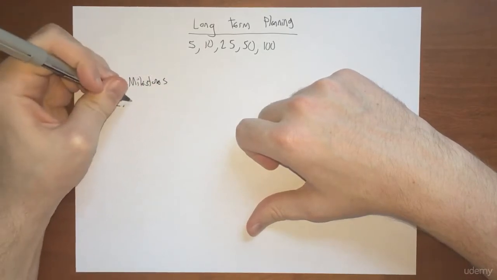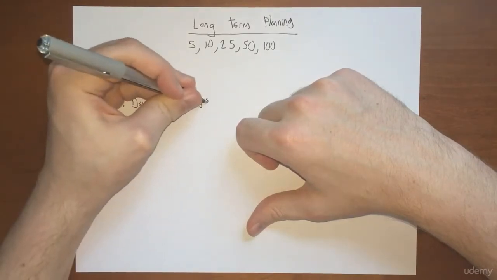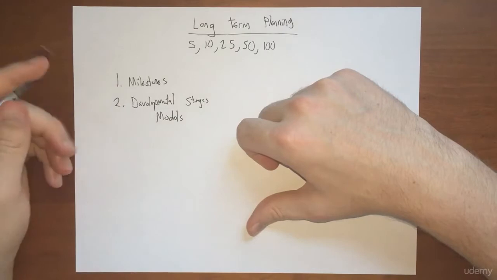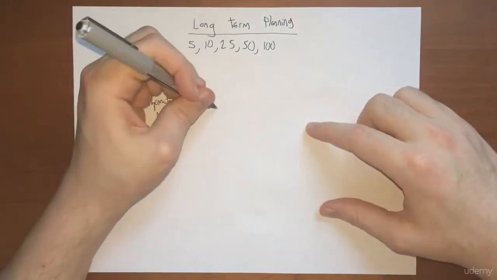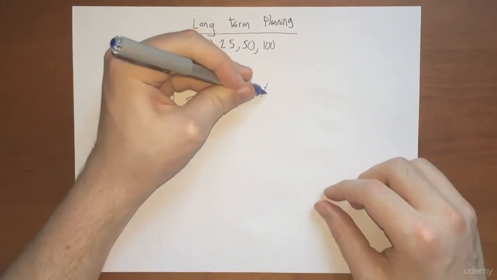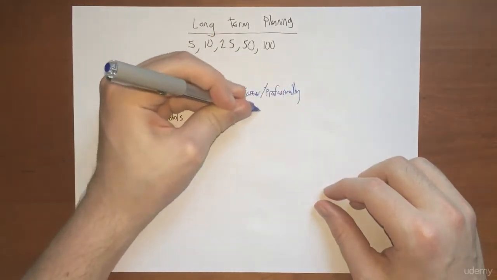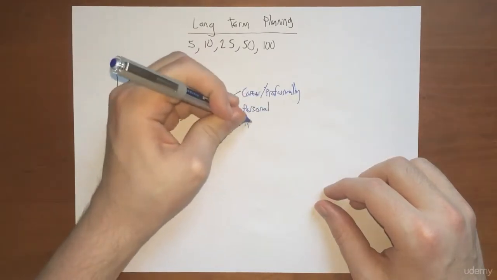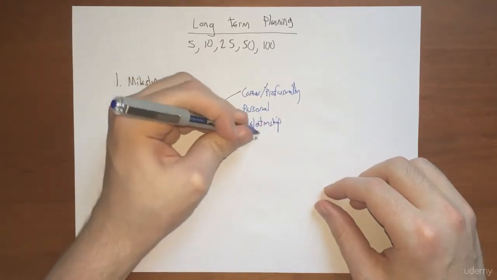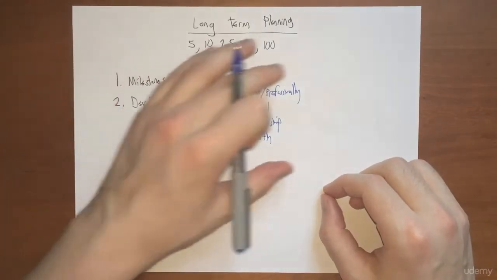We're going to look at developmental stages and different models for how people develop and change over time in the 4 key areas of their life: their career/professionally, personally, their personal life, their lifestyle, their relationships, family, and their health. So you're going to get a picture of what your life is going to look like in each of these 4 areas.